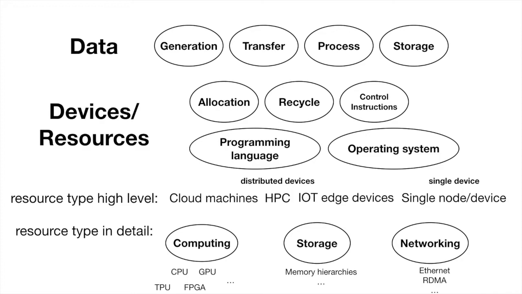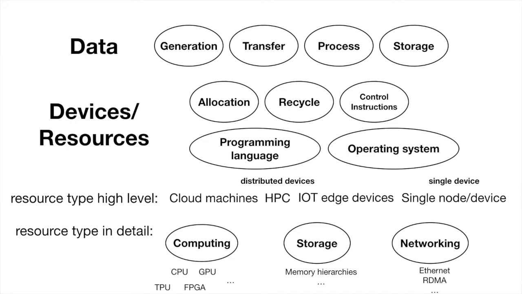There are different techniques when we discuss how to use these resources efficiently. For the computing resource, we may need to know CPU, GPU, FPGA, or even TPU, and parallel computing. For the storage resource, we may need to have some ideas about the memory hierarchies. For networking, we may need to know Ethernet, RDMA, GPU Direct, or different types of protocols.